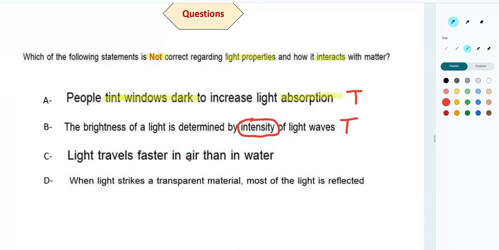Light travels faster in air than water. Remember, light travels faster in less dense material. Air is less dense than water, so this is true. After a vacuum, light will travel next fastest in air. Now, when light strikes a transparent material, we need to remember, what is transparent? Transparent is shafaf. Sorry. Shafaf. I'm not sure if that's spelled correctly.